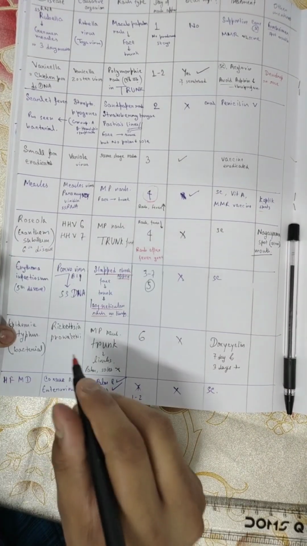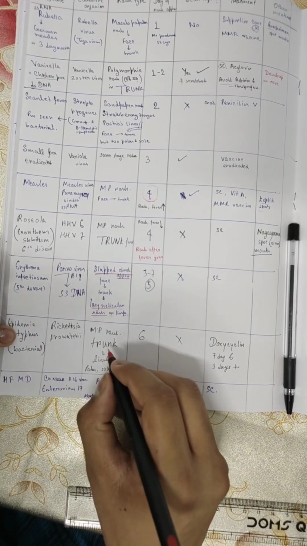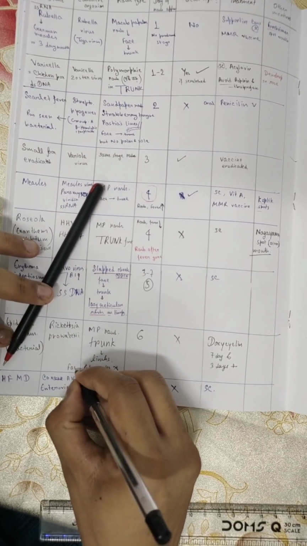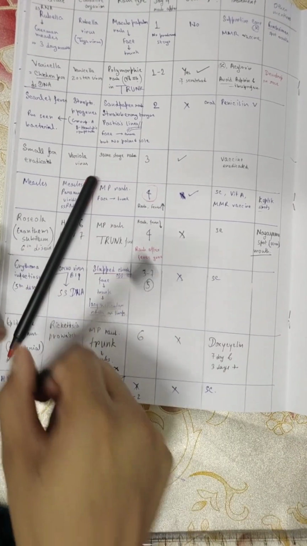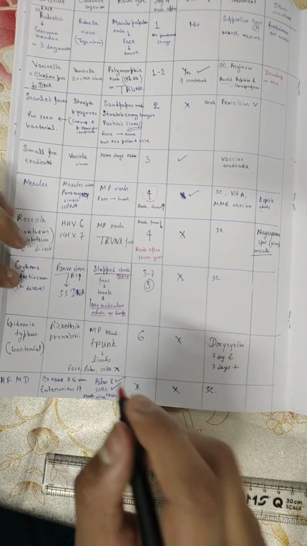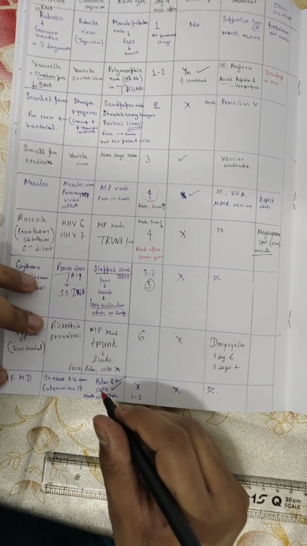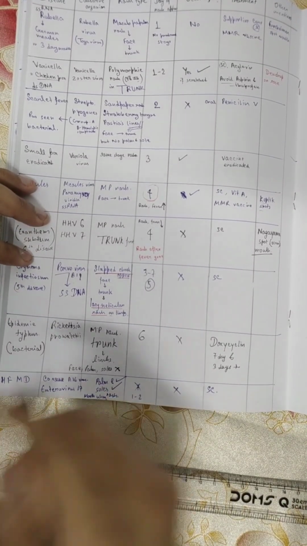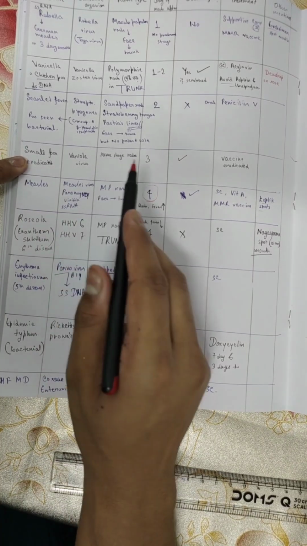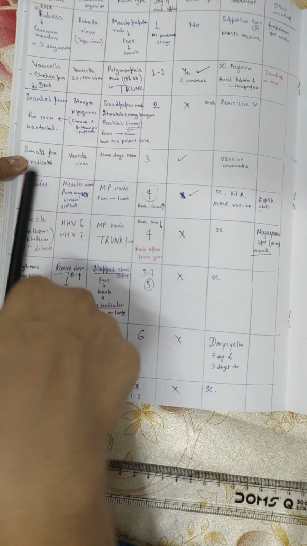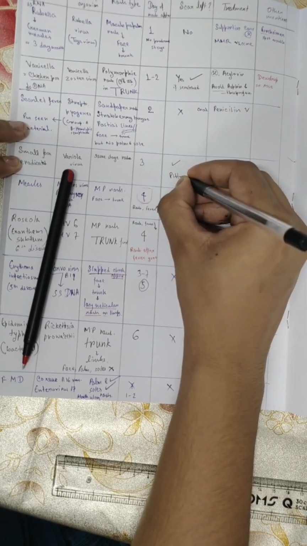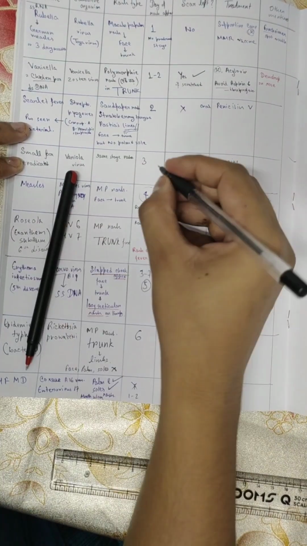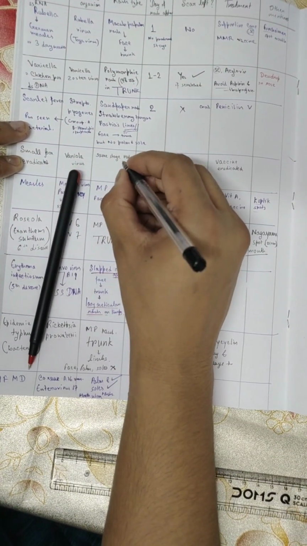Typhus, we have truncal rash sparing face, palms and soles. So no face, palm and sole are left. Whereas HFMD, we have palm, soles, mouth ulcer as well, just the opposite of this. Mouth means face as well. So that's it. In case of smallpox, we have pitted scars and uniform stage vesicles, same stage rashes and vesicles.